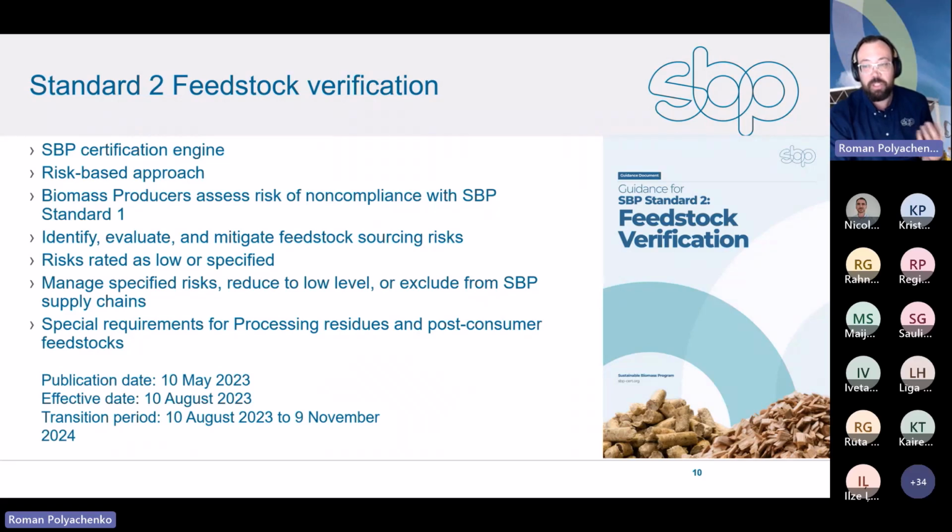So again, it all means that standard 1 and 2 work closely together. Standard 1 cannot be used on its own. It just includes the criteria of legality and sustainability, and standard 2 defines the verification process. There are also special requirements in Standard 2 for processing residues and post-consumer feedstock. So I will get to that as well.